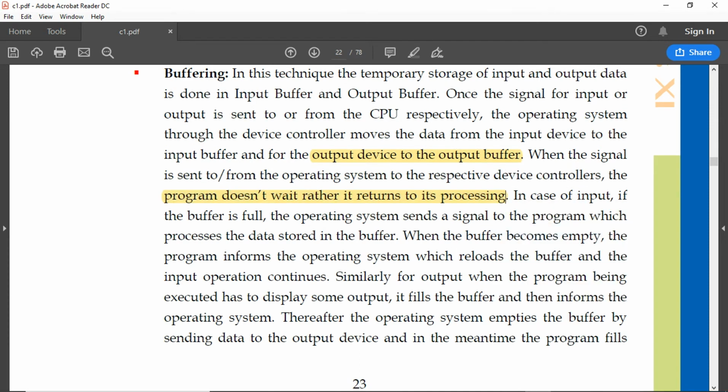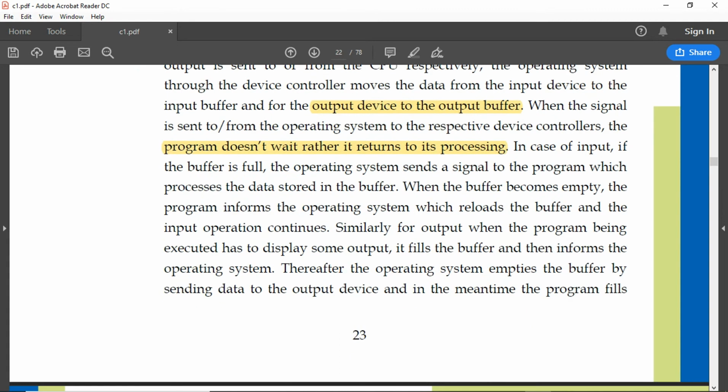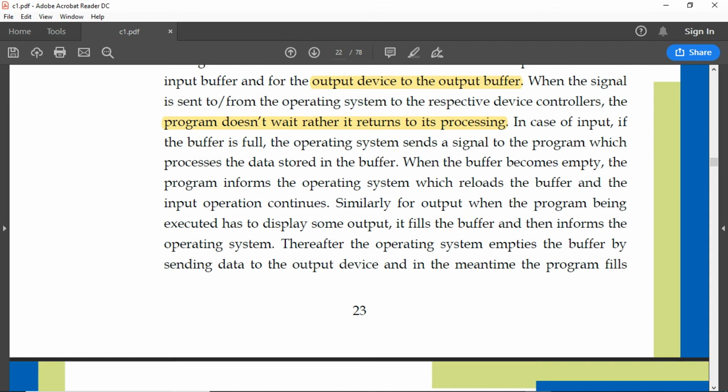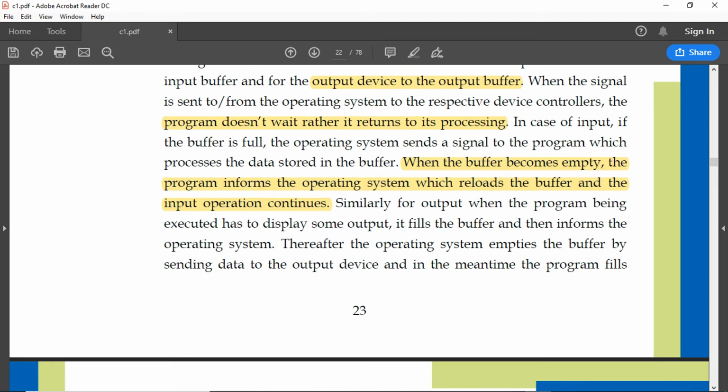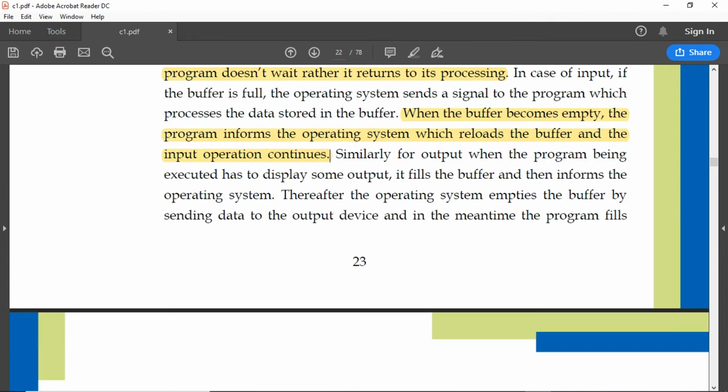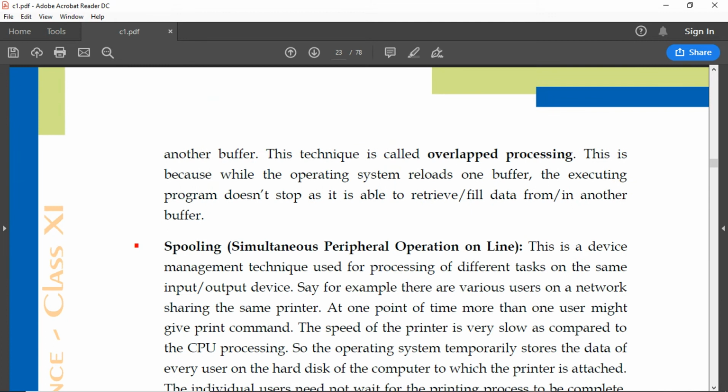In case of input, if the buffer is full, the operating system sends a signal to the program which processes the data stored in the buffer. When the buffer becomes empty, the program informs the operating system which reloads the buffer and the input operation continues. Similarly for output, when the program being executed has to display some output, it fills the buffer and then informs the operating system. Thereafter the operating system empties the buffer by sending data to the output device, and in the meantime the program fills another buffer.